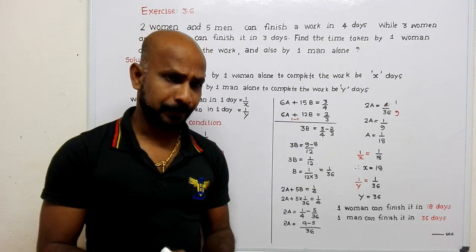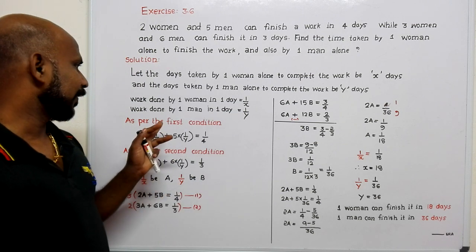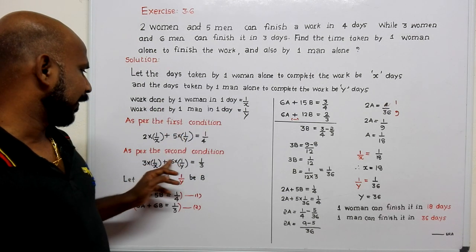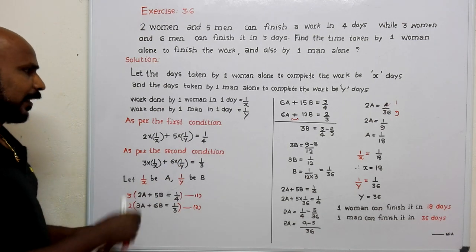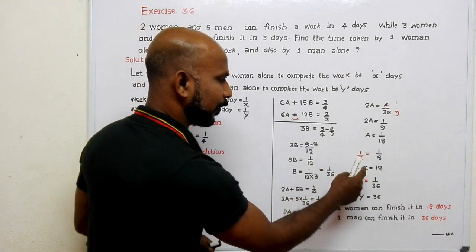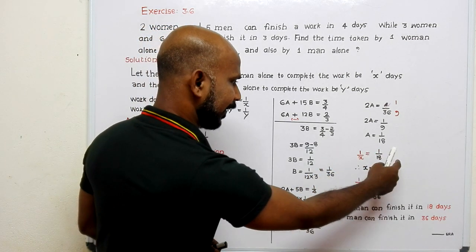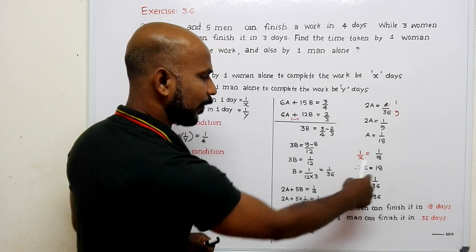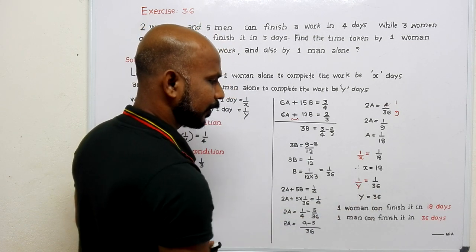And we are going to connect with the first part. We have written here, let 1 by x be a and 1 by y be b. So 1 by x equal to a equal to 1 by 18. Therefore x equal to 18. And 1 by y equal to b equal to 1 by 36. Therefore y equal to 36.